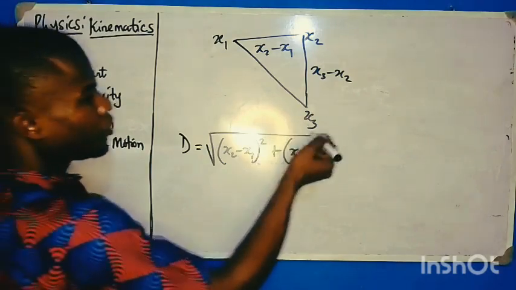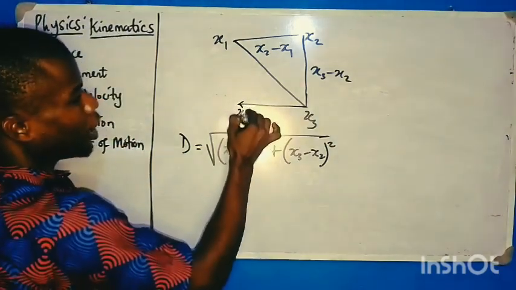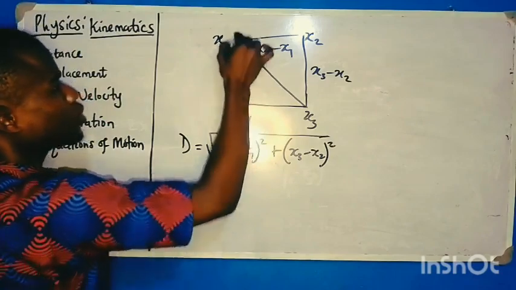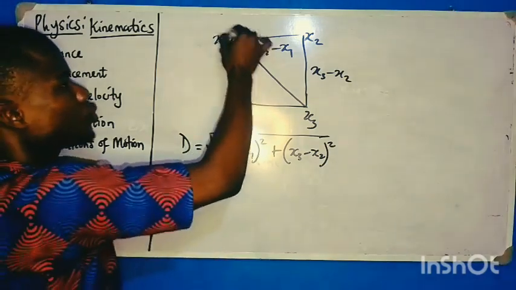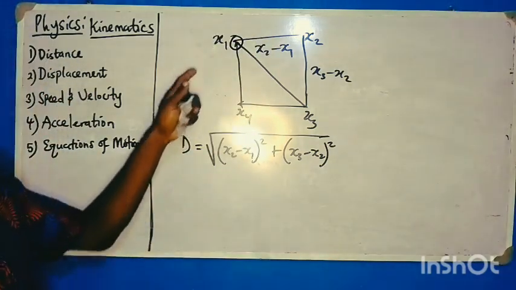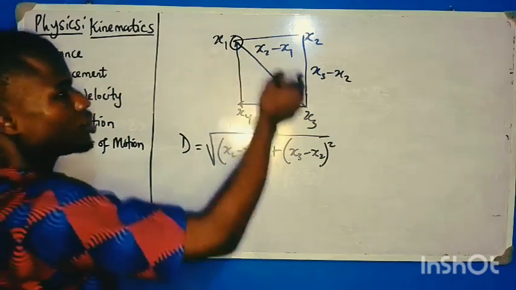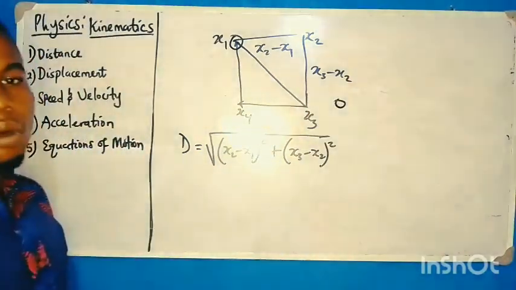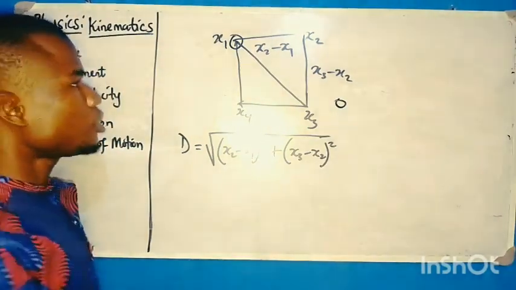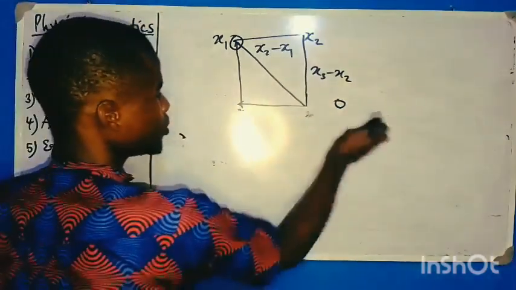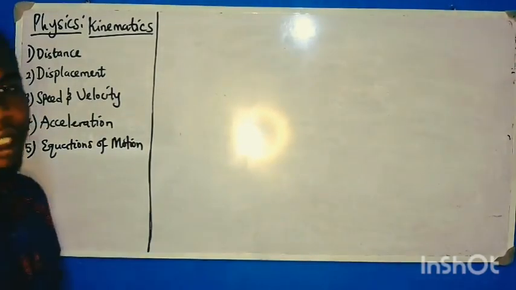What if the body decided from this x3 to go to x4 and then at the end of the day it went back to x1? What will be the displacement of the body? We see that the body started from x1 and ended at x1. That means the body has not been displaced. The displacement in this case is going to be 0. When a body has left its position and returns to its position, the displacement of the body at that instance is 0. That's just the difference between displacement and distance.